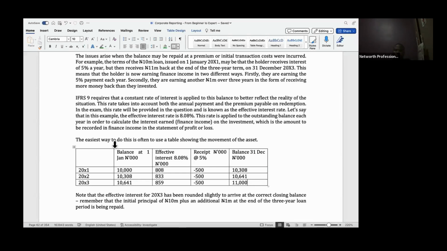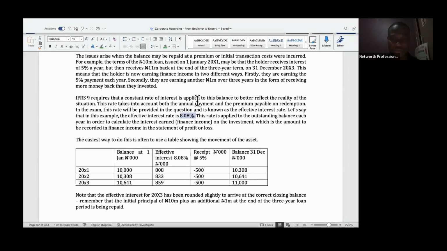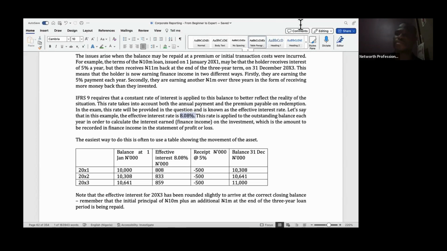The examiner will simply give you the effective interest rate. Now, to show you that they know what they are doing, somebody told me that in this second scenario, the income we're making over the 3 years is 2.5. And it is going to help us spread that 2.5 over the 3 years.